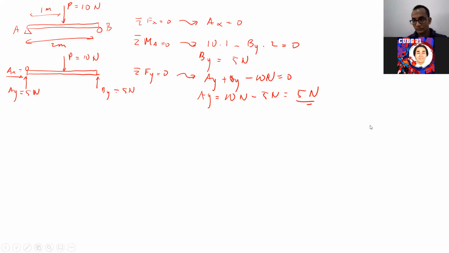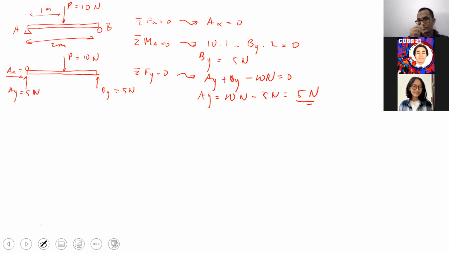Sorry. I think I will try to point out somebody here to help me. Naila. Hello, Naila. Yes, hello, sir. Okay, Naila. What do you think? Where are we supposed to do the cut here, Naila, in order to find out the internal force diagram and internal moment diagram?